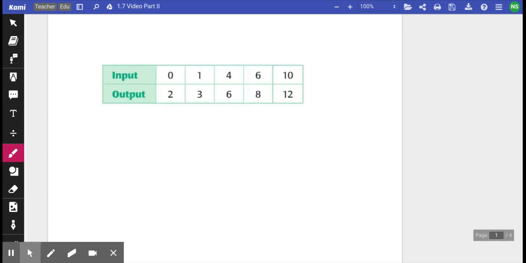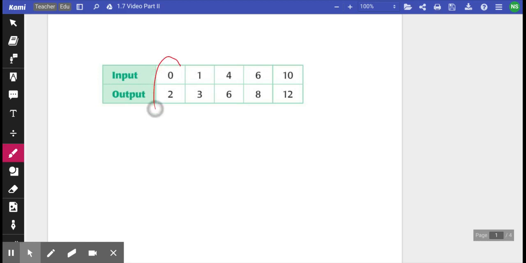All right, the next thing that we're going to talk about today is writing a rule for a function. And what that means is we are writing down how we get from the input value to the output value. What is happening to that input to give us that output? And the way that we do that is we look for a pattern. So if we're looking in the top row of this table, we have our input values. The bottom row has the output values.